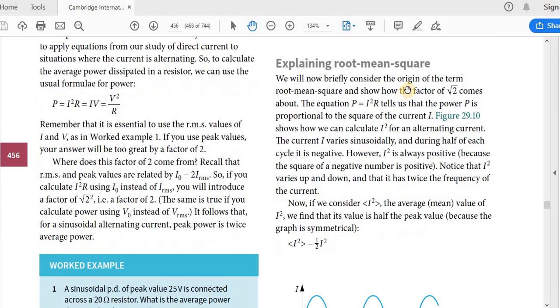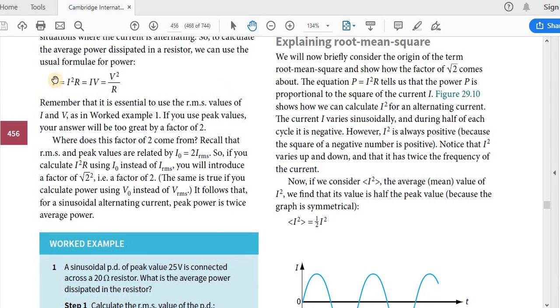Okay, the next topic, explaining root mean square. So we'll see the origin of the term root mean square and show how the factor square root 2 comes about. You have already learned this equation, P equals I squared R, which tells us that the power P is proportional to the square of the current I. P is proportional to I squared when R is constant. R is the resistance, we can say it's constant, the resistance of the component or resistor.